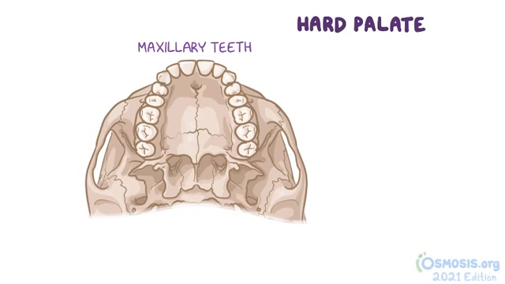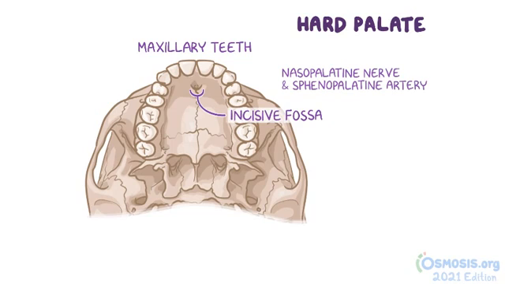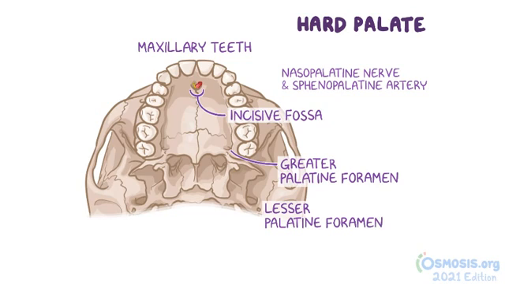Right behind the incisor teeth, there's the incisive fossa, which has one or more incisive foramina that allow the nasopalatine nerve and the sphenopalatine artery to pass through. Posteriorly and laterally, on the horizontal plate of each palatine bone, there's the greater palatine foramen, and right behind it the lesser palatine foramen, through which the greater and lesser palatine nerves and arteries emerge.